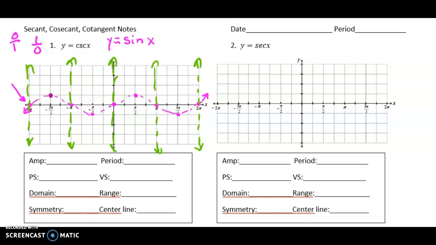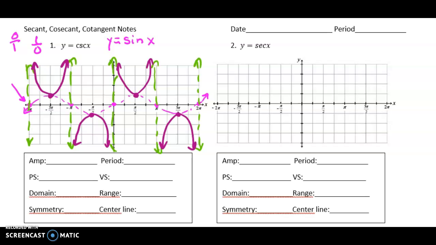a parabola down, cosecant will use the same vertex, but it will make a parabola up. And if sine makes a parabola up, cosecant will be a parabola down. Now, one full cycle is a parabola up and a parabola down.